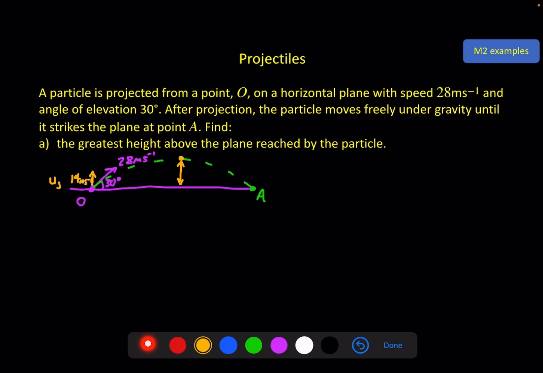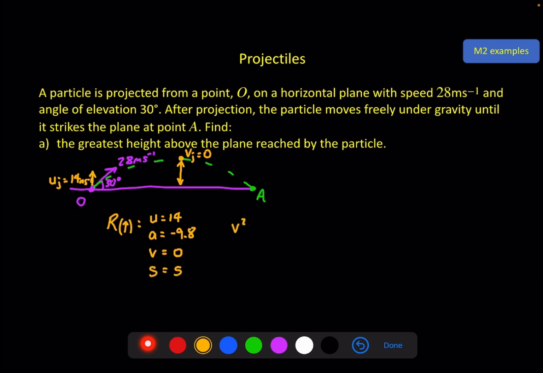So this is uj, and the vertical velocity at greatest height, I'll call that vj, we know from our M1 work that that must be 0, the vertical velocity. We also know the vertical acceleration, of course, is still 9.8 downwards. So if I resolve in the upwards direction, then the initial speed is positive 14. Acceleration is down, so that's negative 9.8. And the final velocity at the point of greatest height is 0. And we want to know how far that is, so s, the displacement.